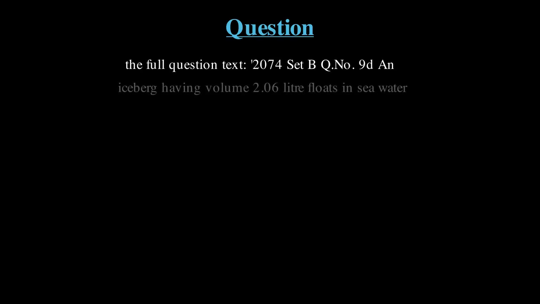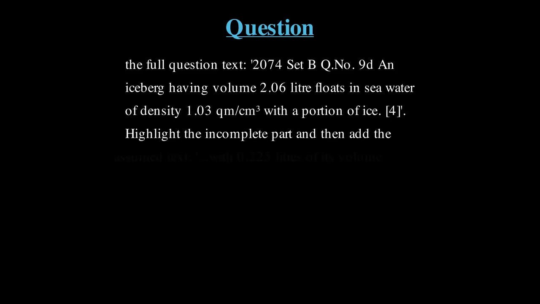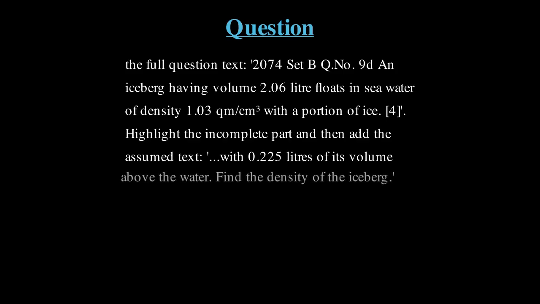Hello students. Today we are solving question number 9D from the 2074 Set B paper. This is a 4-mark question on the principle of flotation. The question reads, an iceberg having volume 2.06 liter floats in seawater of density 1.03 gm/cm cubed with a portion of ice.